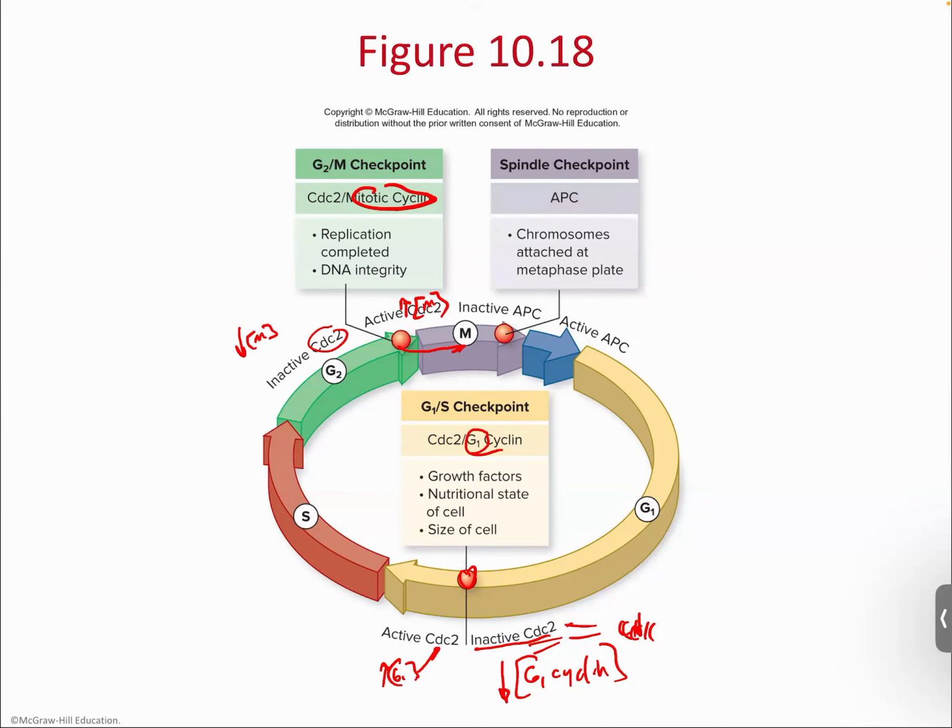Then the spindle checkpoint is a different creature. It's basically what's called the APC. This is what's called the anaphase promoting complex.